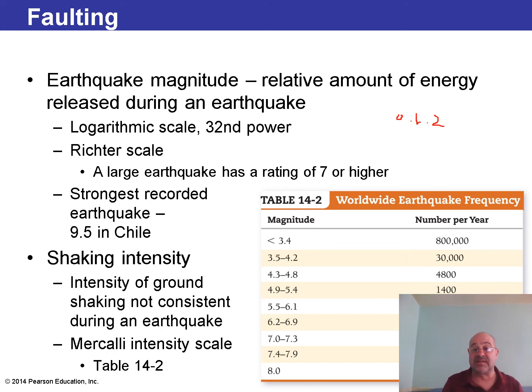That's why you hear somebody saying, oh, well, I got a 5.1 and they got a 6 or whatever, and their whole house fell down. It's not just a 0.1 or 1.1 difference. It's 32 times. Okay? So a large earthquake has a rating of 7 or higher. If you get into the 7s, you're doing damage, and a lot of it. The strongest recorded earthquake is 9.5 in Chile. That has actually been surpassed now. I believe it was 2 years ago, and I'm wanting to say it was still Chile, but they had like a 9.7 or a 9.8. So that even has been surpassed, okay?